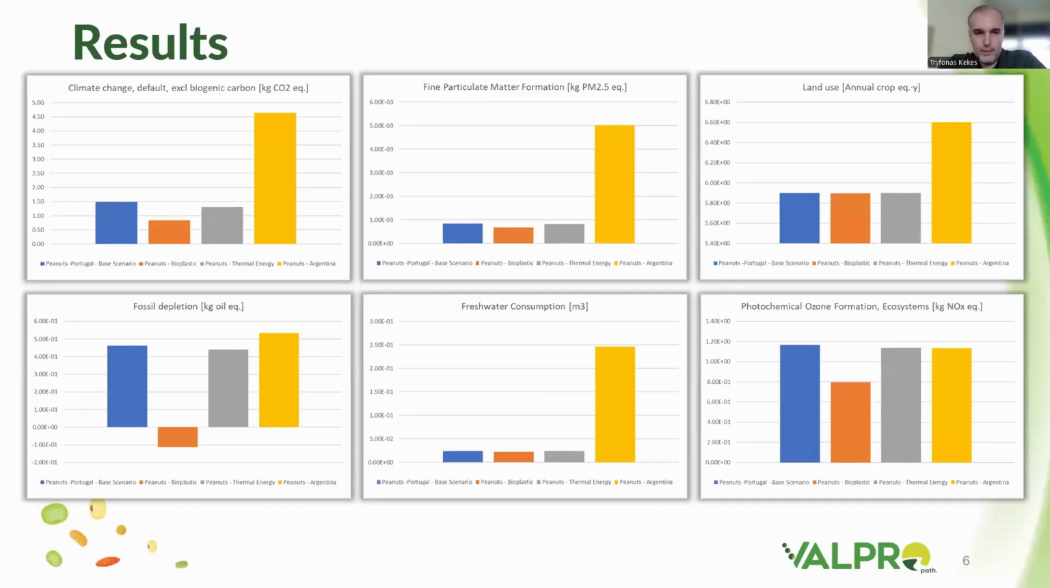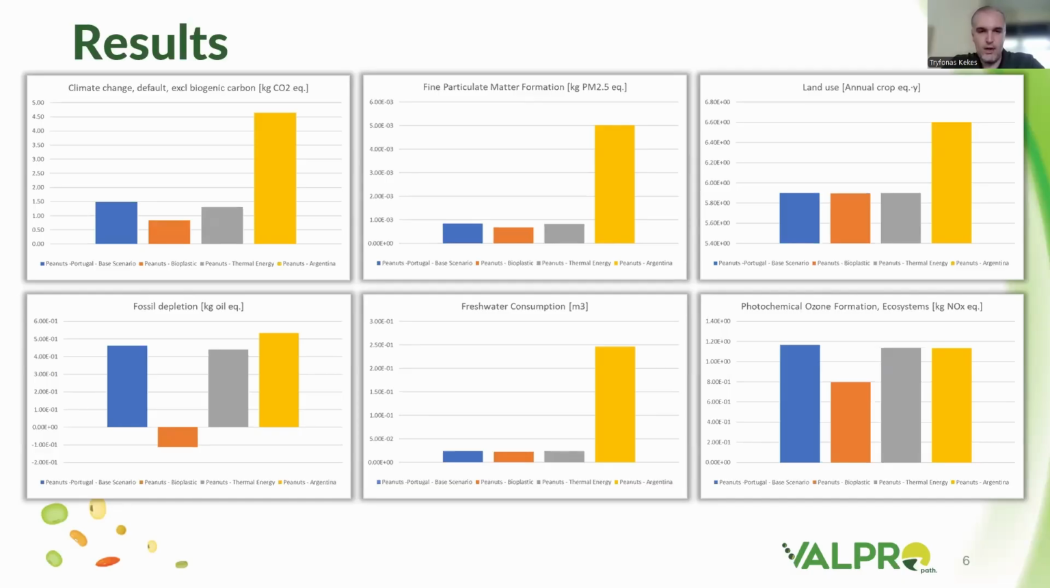We have developed 4 different scenarios. In the first scenario, peanuts are cultivated in Argentina, transported to Europe for shelling and subsequent processing. In the second scenario, peanuts are cultivated in Europe, and more specifically in Portugal, where we get some data from partners of the VALPRO Path consortium, and the shells are not valorized, while in the third and fourth scenario, peanuts are cultivated in Portugal and the shells are valorized.